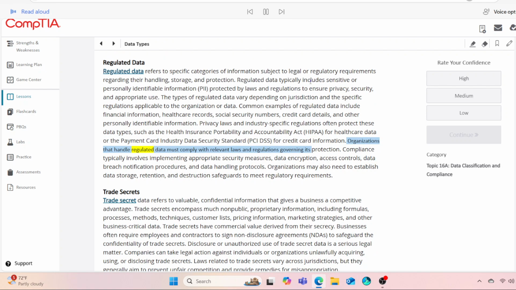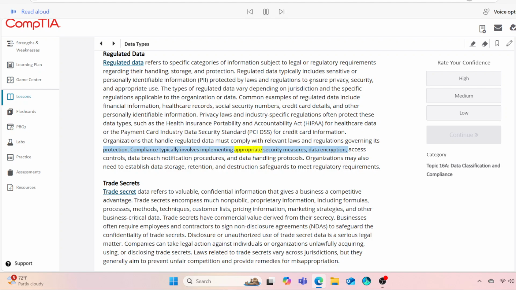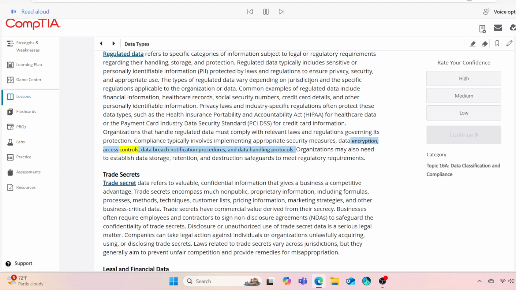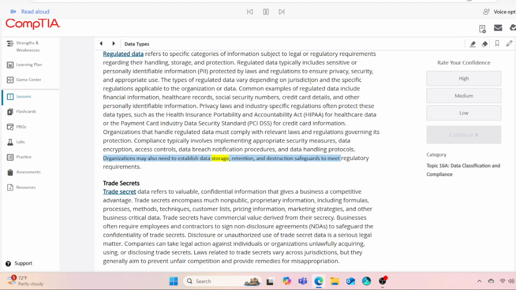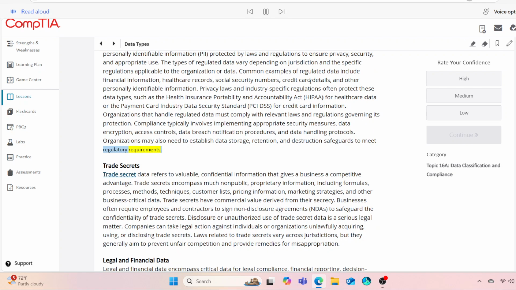Organizations that handle regulated data must comply with relevant laws and regulations governing its protection. Compliance typically involves implementing appropriate security measures, data encryption, access controls, data breach notification procedures, and data handling protocols. Organizations may also need to establish data storage, retention, and destruction safeguards to meet regulatory requirements.